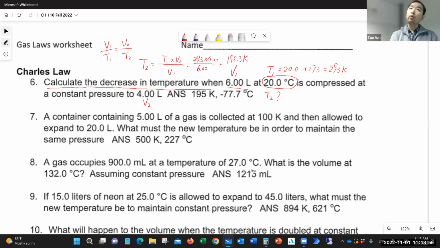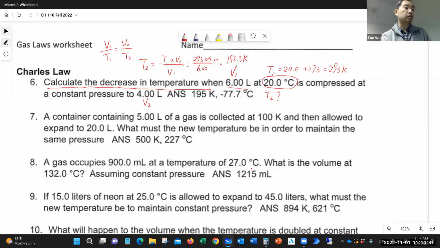So if the question asks for Celsius, what are you going to do? You have to convert back to Celsius. Kelvin is always a big number. If you convert to Celsius, you have to subtract 273. If you write the answer in Kelvin, that's fine, but if you want Celsius, you have to subtract 273, and then you get Celsius.